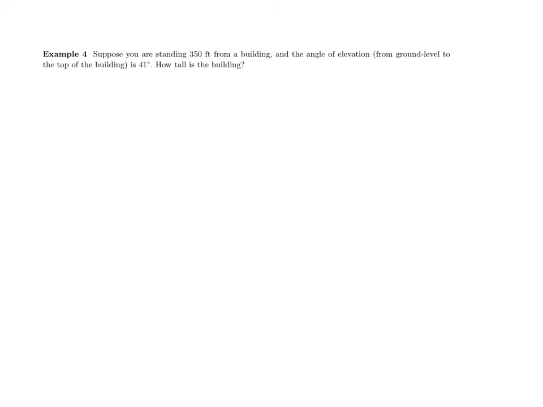So here we are 350 feet from the building, and there's a 41-degree angle. So like if you were standing over here, the angle from ground level to the top of the building is 41 degrees. And here it hits the top of the building. And the building, if built properly, is perpendicular to the ground, which creates a right angle here. The height of the building is going to be the length or the measure of this side. And I'm going to call that x. That is the thing that we are solving for.